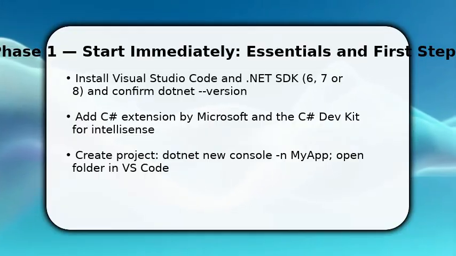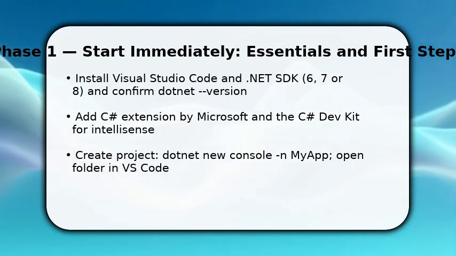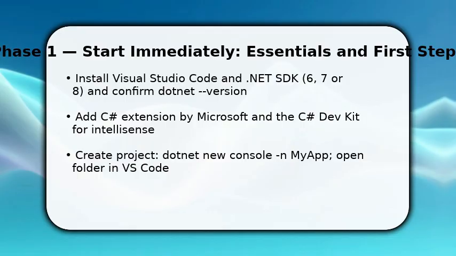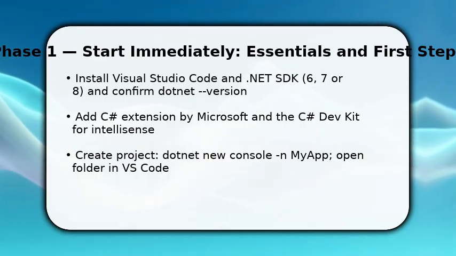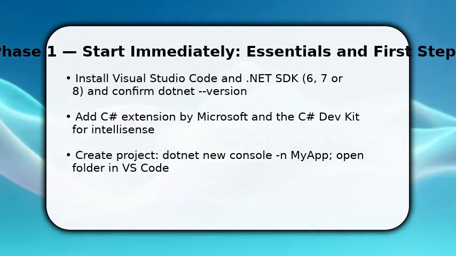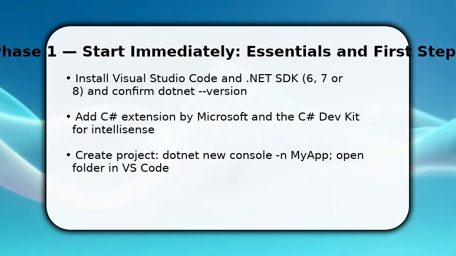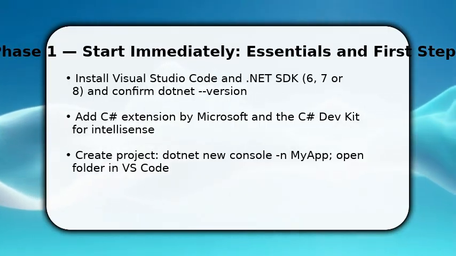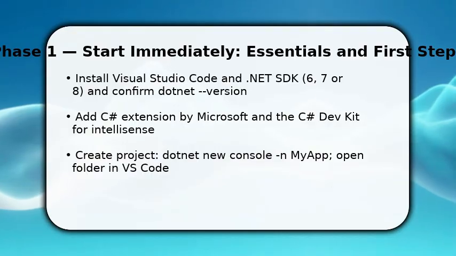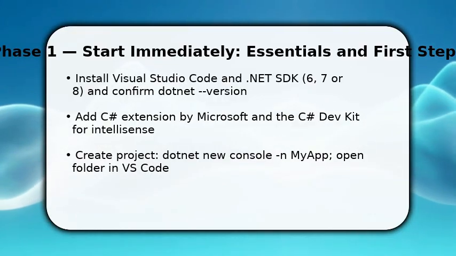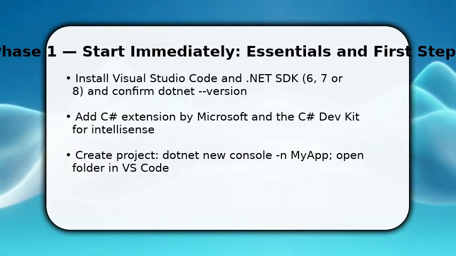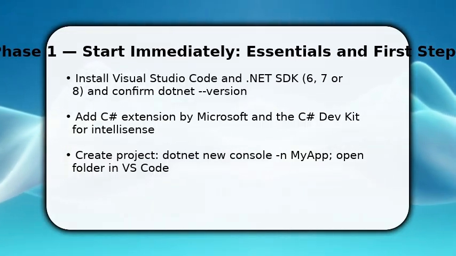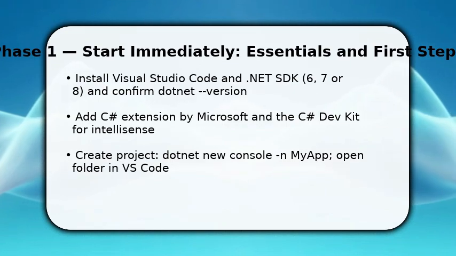You begin by ensuring the essentials are present: Visual Studio Code and the .NET SDK installed, then confirm the .NET version. Once that is verified, install the C# extension and the C# Dev Kit for code completion and debugging support. Create a new console app with `dotnet new console -n MyApp` and open that folder in VS Code. Make sure the proper SDK appears in the lower right. If not, select it. This gets you immediately into editing and running your first build.